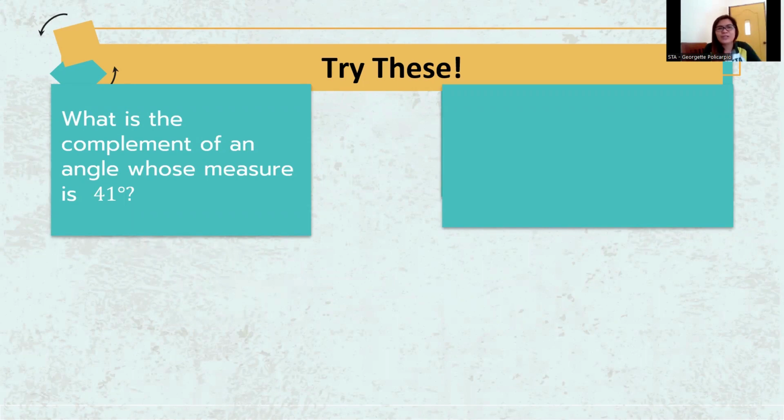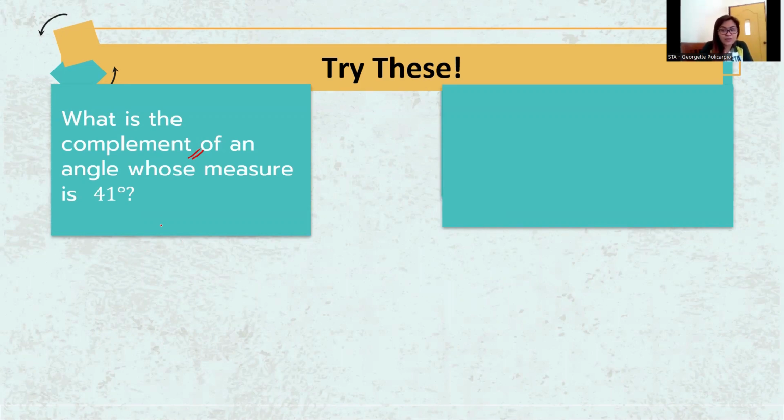So ito pala, meron pala tayong sasagutan dito. So what is the complement of an angle whose measure is 41 degrees? So again, pag sinabing complement, this should be 41 plus an unknown measurement of angle equals 90 degrees. So complement, 90 degrees. So ano kaya yung angle na kapag ini-add sa 41 magiging 90? Sige, try nyo po ha. Dapat meron na kayong sagot sa isip nyo.